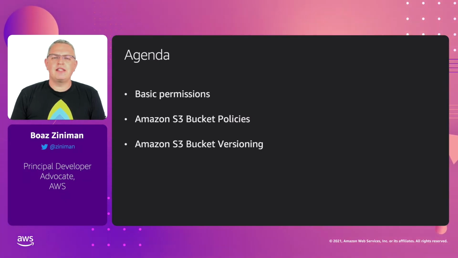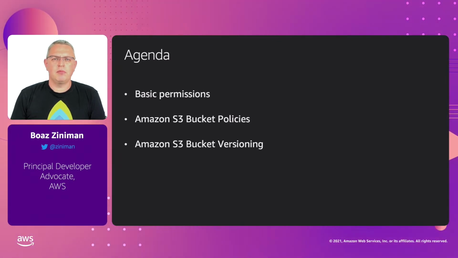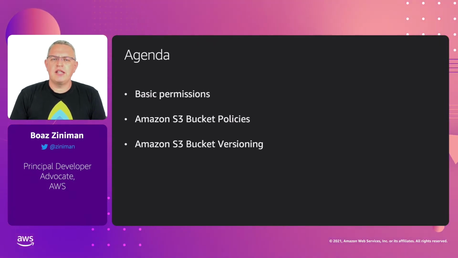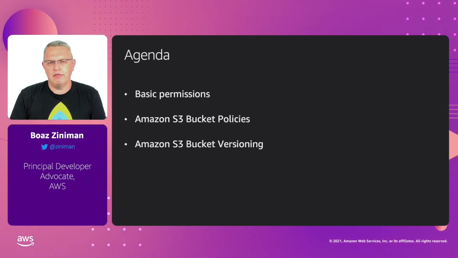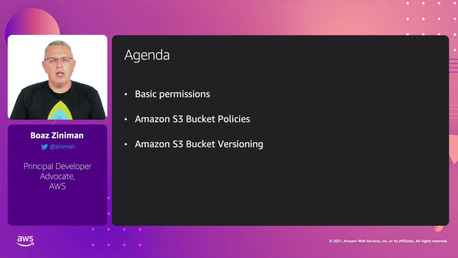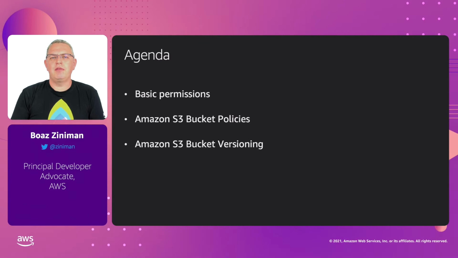Let's start with the basics and discuss how Mary can help Richard to prevent file deletion. In this session, we are going to discuss several topics. So we'll start with the basic permissions on AWS. How can you define permissions for users for specific services? Then we're going to talk about Amazon S3 bucket policies and how can you define those permissions on a bucket level. And we will end up with Amazon S3 bucket versioning that will allow you to prevent deletions or revert to a previous version of a file by enabling versions on your bucket.